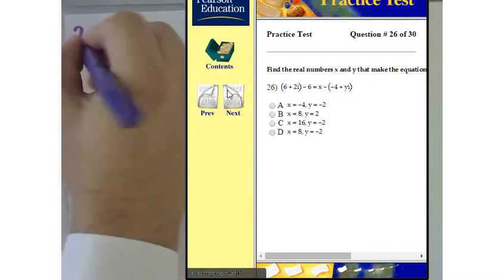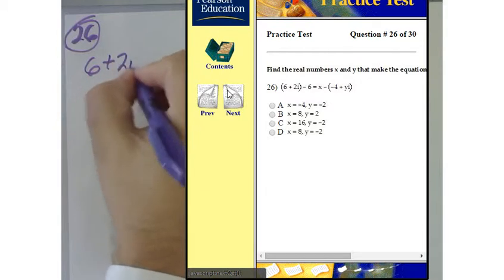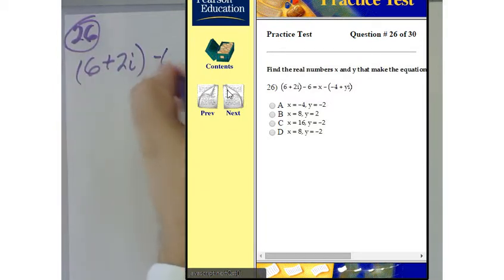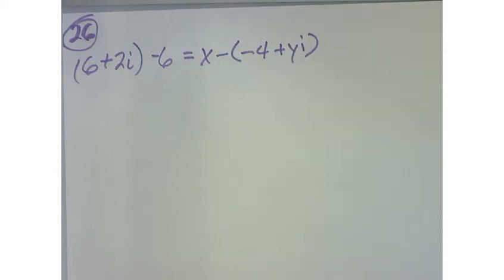So for problem number 26, we're told that 6 plus 2i minus 6 is equal to x minus the quantity minus 4 plus yi. And so we've got to solve for x and y to determine what values for x and y will make this statement true. Okay, so let's do a little homework here. Let's make some distinctions here.